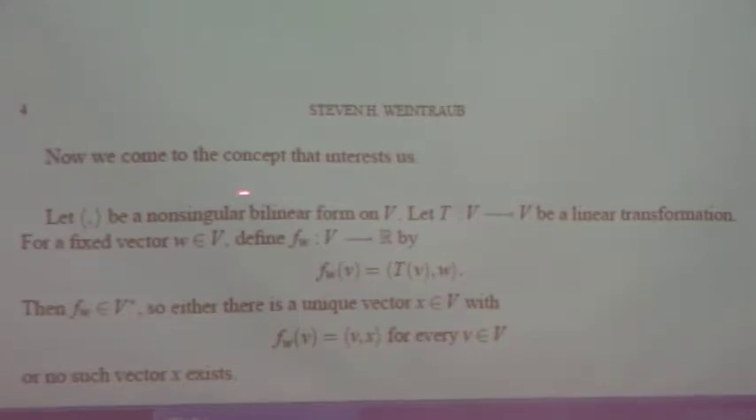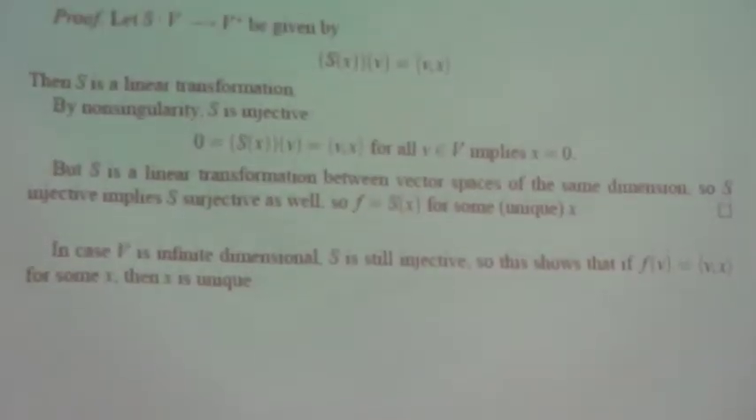Let's now continue. We still have our vector space V with a fixed non-singular form on it, and we now consider a linear transformation T from V to itself. We fix a vector w in V, and now we define the following element in the dual space. That's a linear transformation from V to R, defined by f sub w of v equals the inner product (T of v, w). So this is an element in the dual space. By exactly this previous lemma, either there is a unique such x such that f of v is (v, x), or no such x exists.